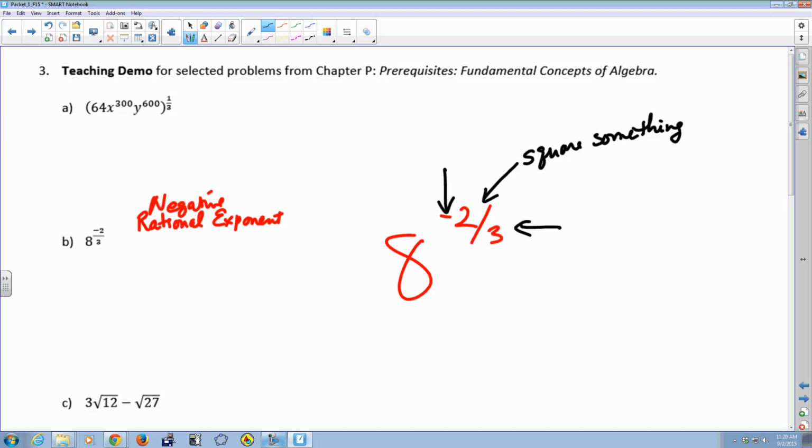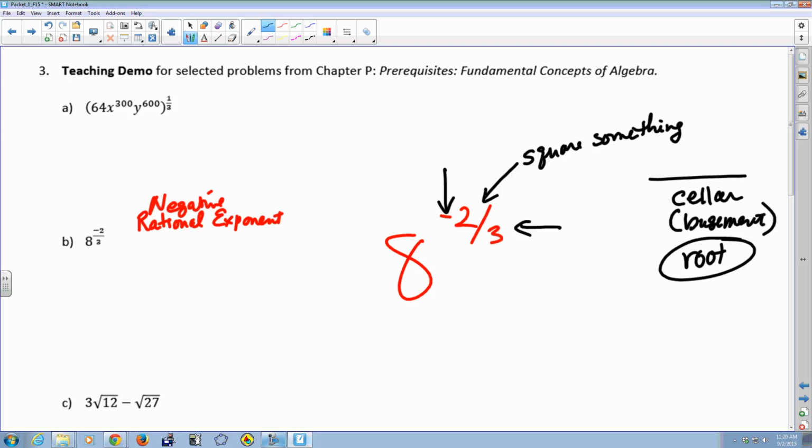The 3 in the denominator, you could think of the denominator as the cellar or the basement. This is just a mnemonic device. And this time of year, when we collect our root vegetables, potatoes, carrots, beets, we put them in the cellar to store them. The roots go in the cellar. That's the denominator. So this says take the cubed root. Again, you can do that first, second, or third. Doesn't matter.